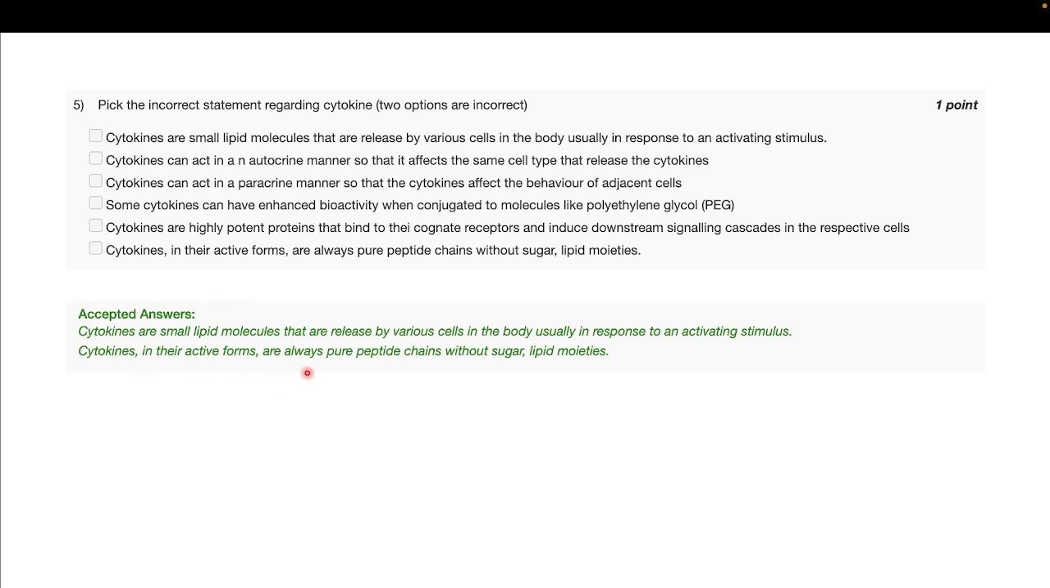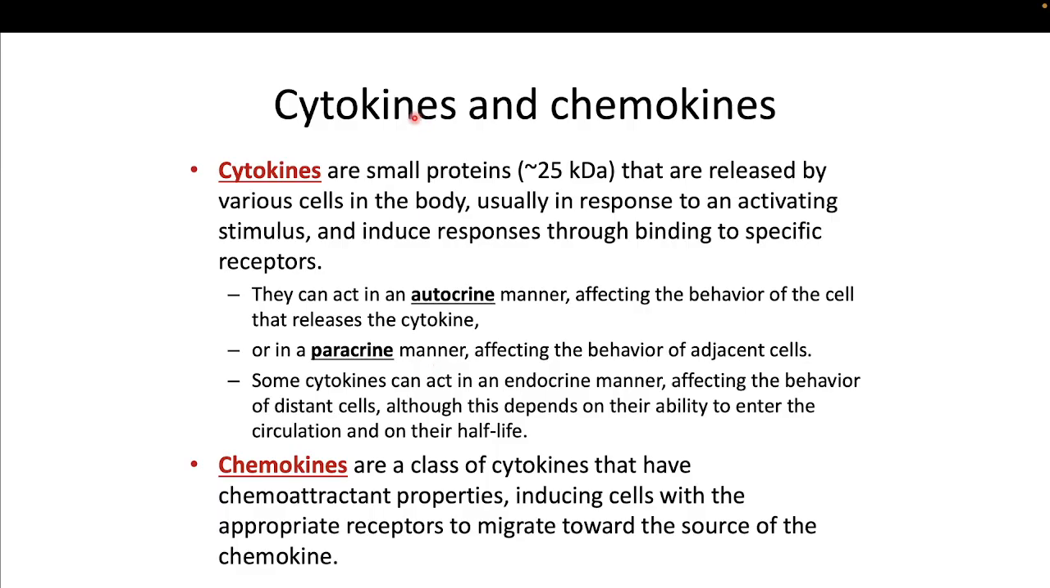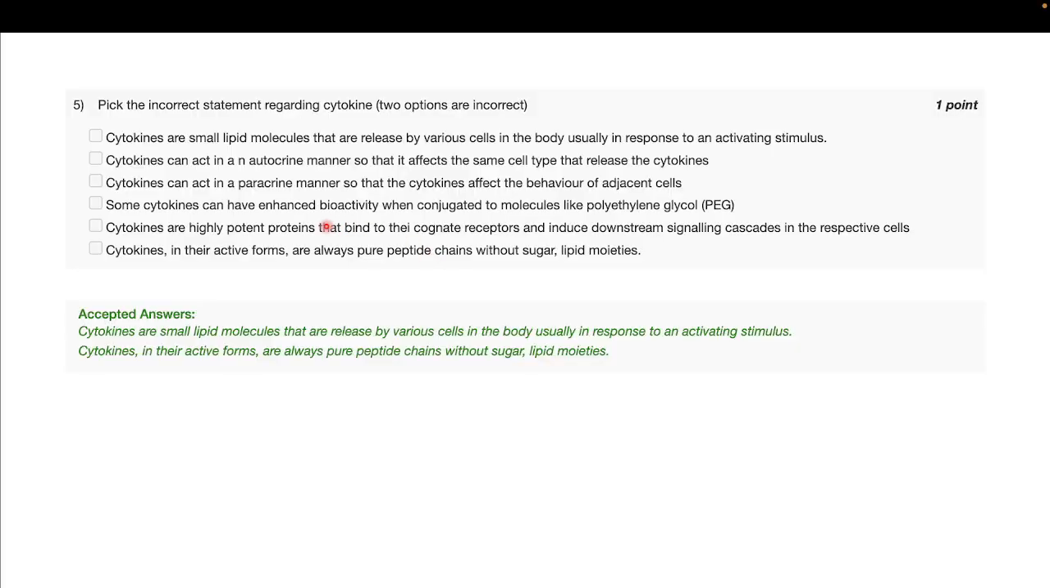Similarly, cytokines in their active forms are always pure peptide chains. No, these are not peptides, these are protein molecules. So if you read through this slide, you'll get to know that they are small proteins, but they are not so small that we can call them a peptide chain. They are proteins, they have their proper structure, and these are released by various cells in the body, as I said, usually in response to an activating stimulus. And we can go through all of these options one by one.